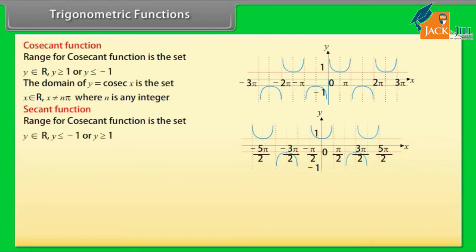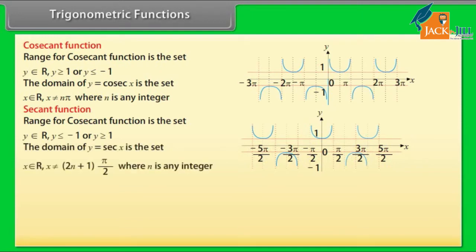Y belongs to real number. Y less than or equal to -1 or y greater than or equal to 1. The domain of y = sec x is the set: x belongs to real number, x not equal to (2n + 1)π/2, where n is any integer.